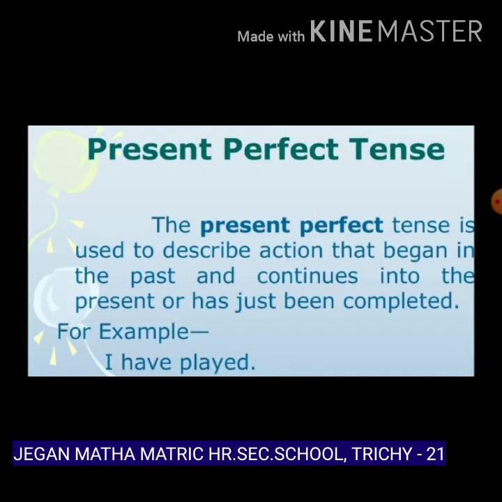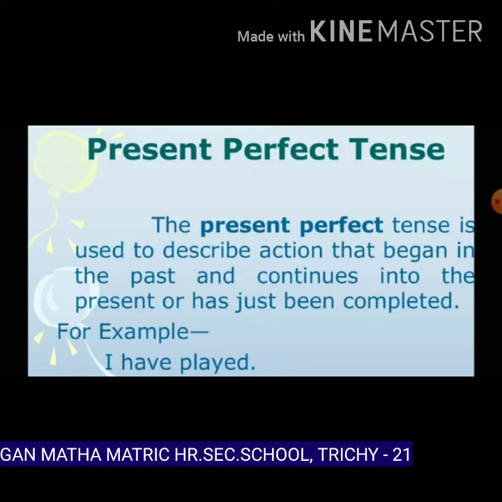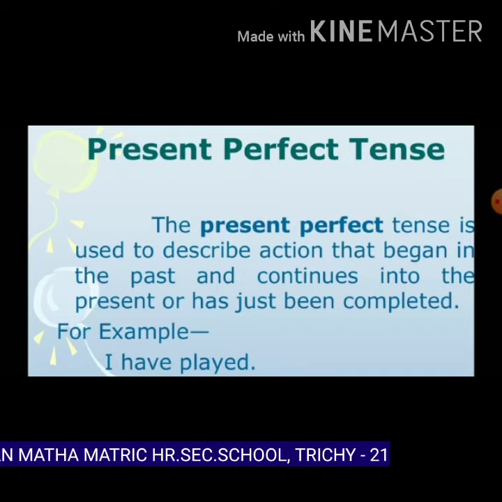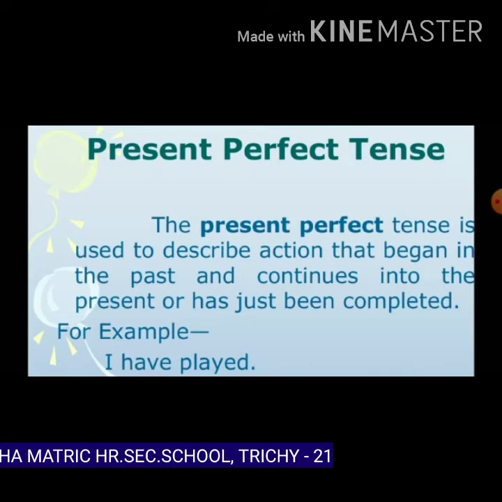Present perfect. First, what is the present perfect definition here? Present perfect tense is used to describe an action that began in the past and continues into the present or has just been completed. Just now completed that work. For example, I have played. I have just now played. I have written a test. So present perfect is subject plus have or has plus third form of verb, past participle. Okay.